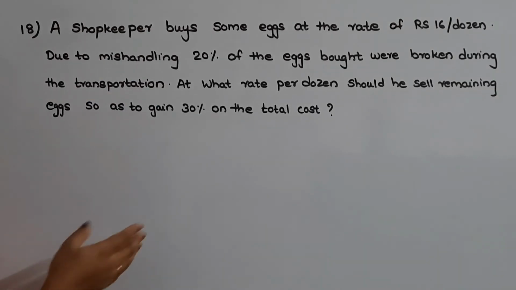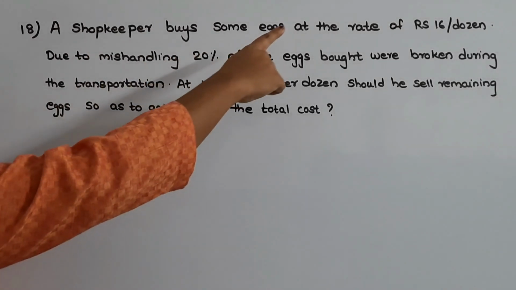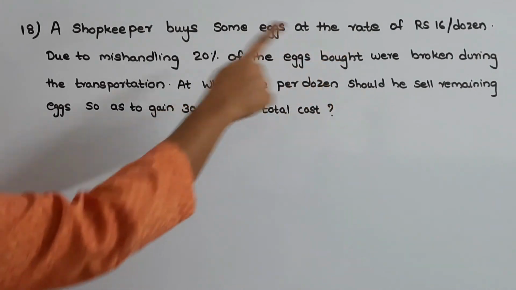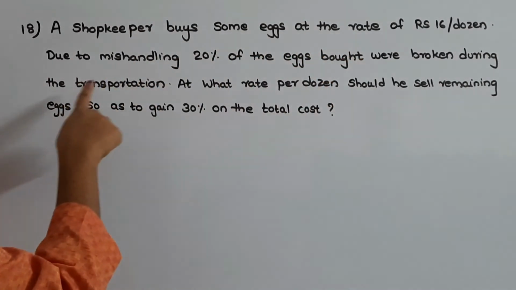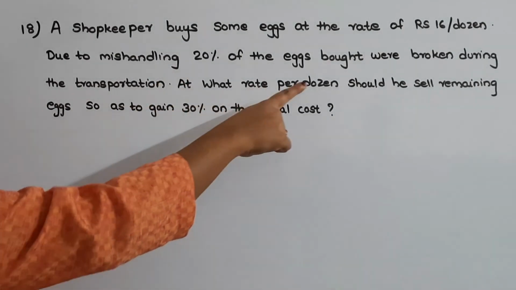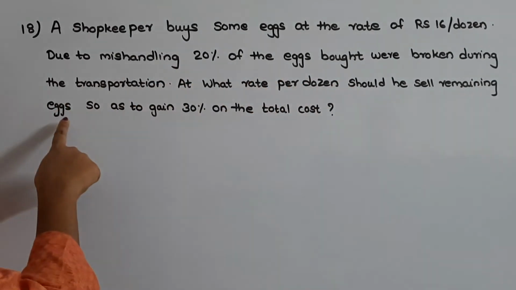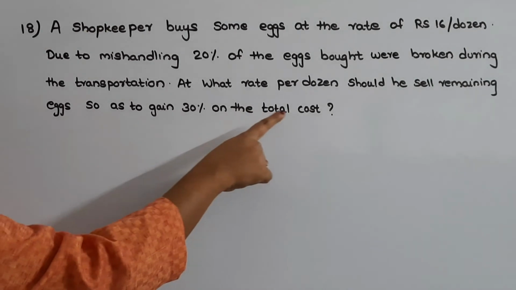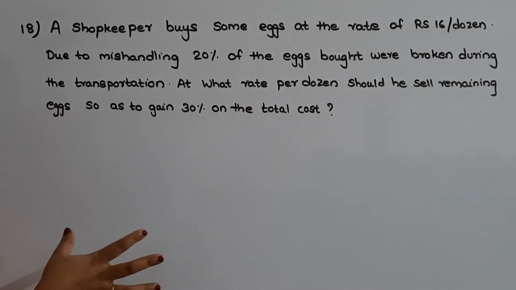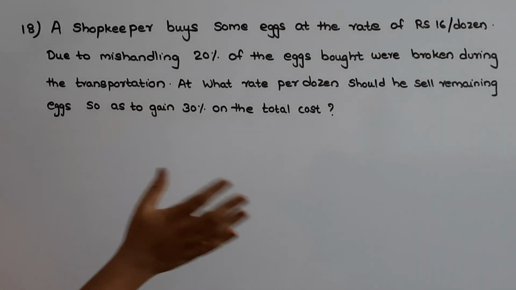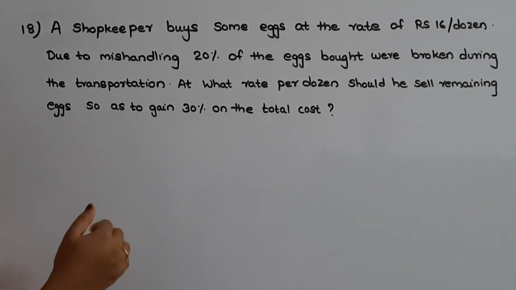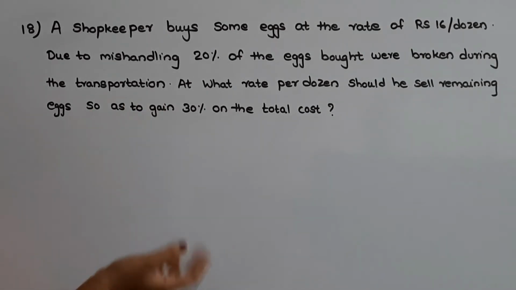The next question is, a shopkeeper buys some eggs at the rate of rupees 16 per dozen. Due to mishandling, 20% of the eggs bought were broken during the transportation. At what rate per dozen should he sell the remaining eggs so as to gain 30% on the total cost? So in this question, a shopkeeper buys some eggs at the rate of rupees 16 per dozen. Due to mishandling, 20% of the eggs were broken.